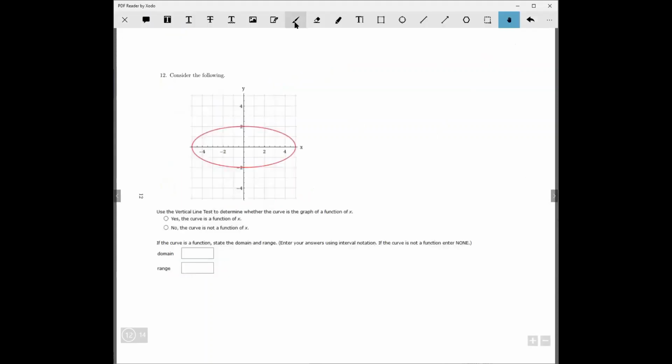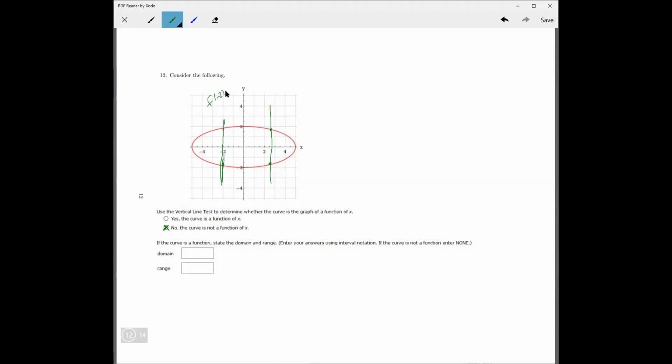Okay, number 12. Again, this is not going to be a function, because it violates the vertical line test. Here, like at -2, what's f of -2? There are 2 possible values that it could be. Or f of 0, what would that be? Is it 2 or -2? You have to have just one value. So whether the curve is a function or not, we can just enter none there.